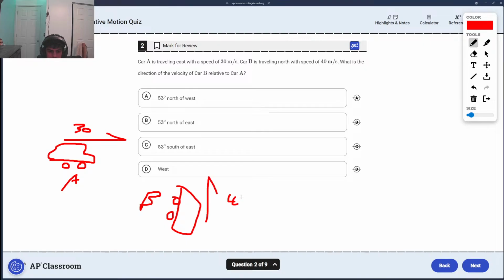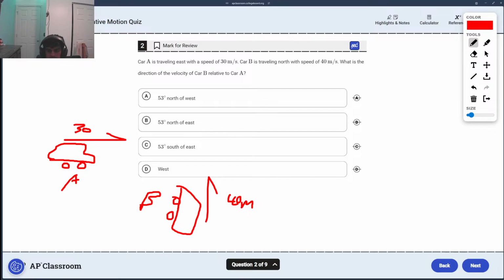40 meters per second. Okay. What is the velocity of B relative to A? So this guy's going that way, so this guy's going this way. Frick. What the hell? Okay. I think I might've got it. North of west. Yeah, I think.